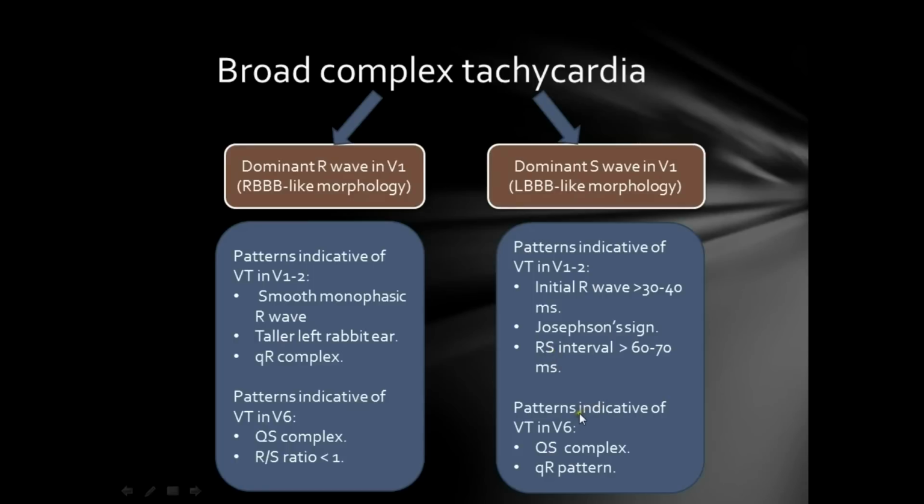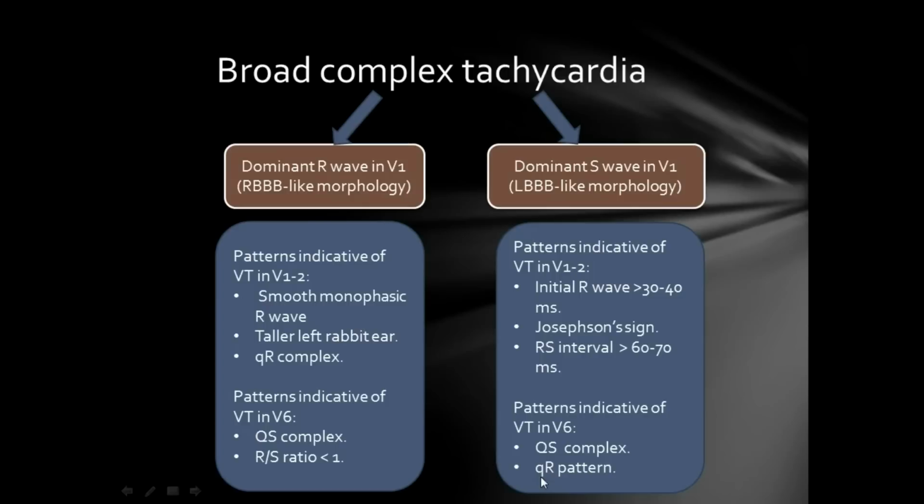And now the patterns indicative of VT in V6. The first is that you have a QS complex, and therefore a negative concordance in V6, just like in the right bundle branch block-like morphology. The second is a QR pattern or QR complex. In this pattern you would have a positive concordance in V6, but you have a small Q wave followed by a tall R wave.